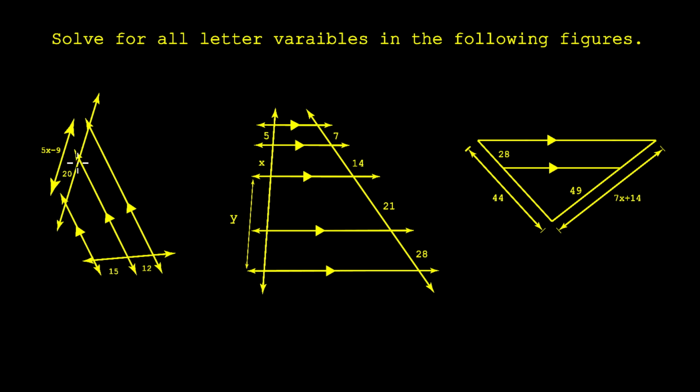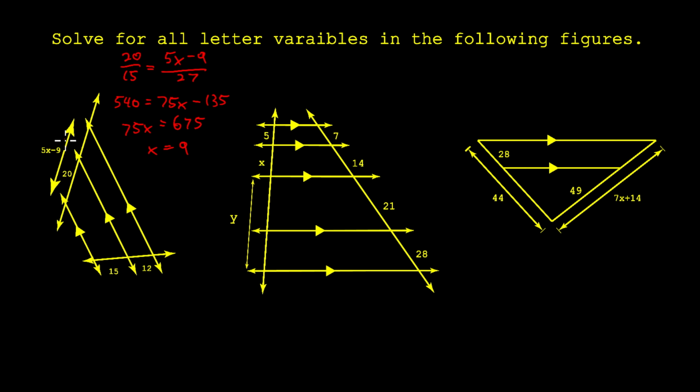So here we have the proportion of these two, which is 20 over 15. So 20 over 15 equals the proportion of this whole thing to this whole thing here, which is 5x minus 9 over 27. Then 27 times 20 is 540 equals 15 times 5x is 75x. And then 15 times 9 is 135. So then we have 75x equals 675. And then x equals 9.